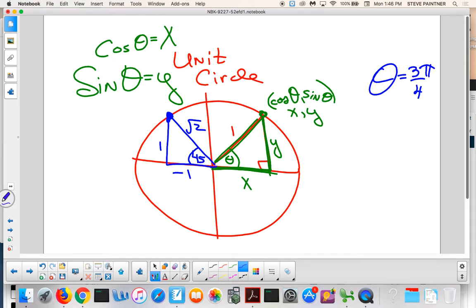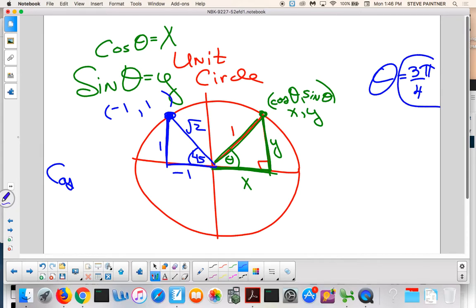And do you know what you told me on the quiz? You said this was the answer. Oh, x is -1, y is positive. You told me -1, 1. That's what you said the answer was. Nope, it's not that. It's going to be cosine of theta and sine of theta. So what's cosine of this angle?